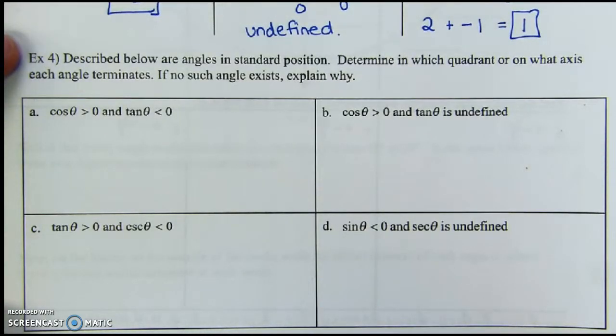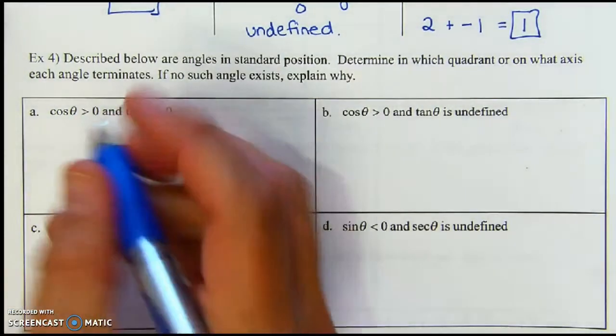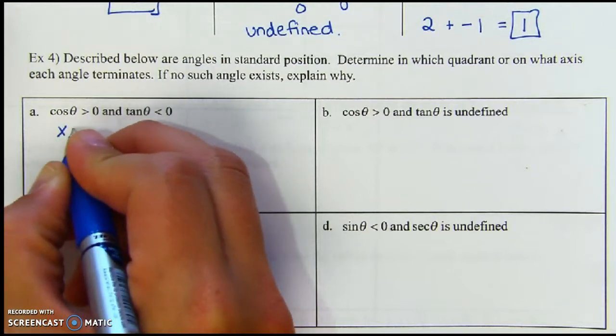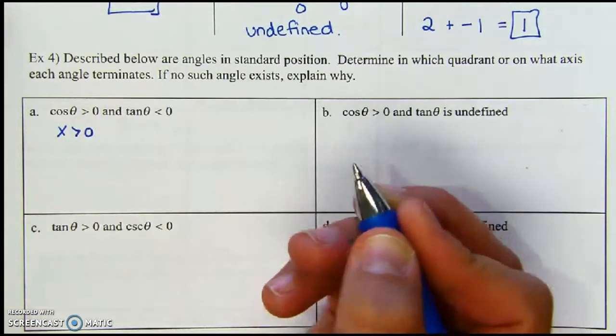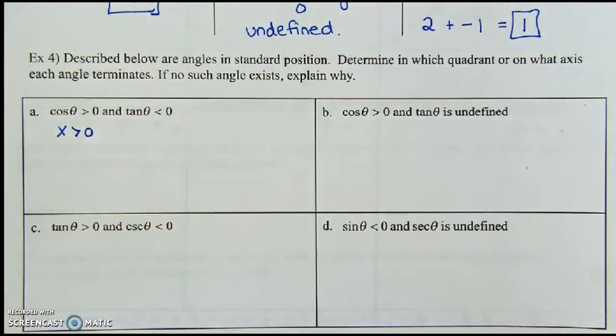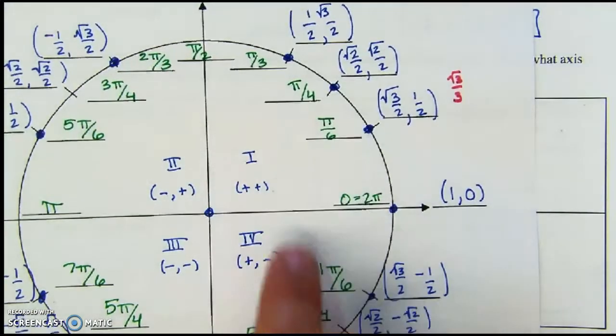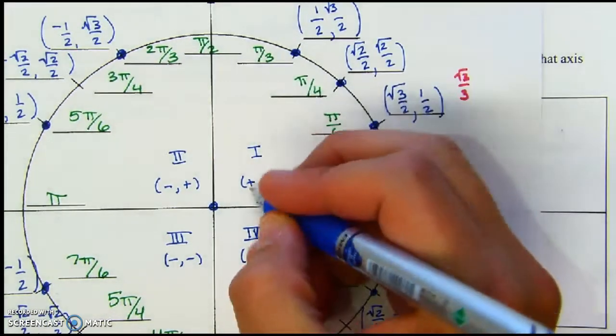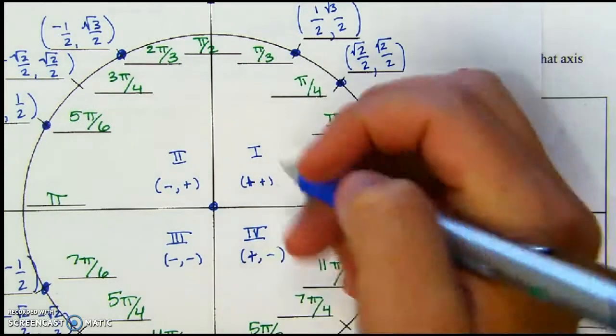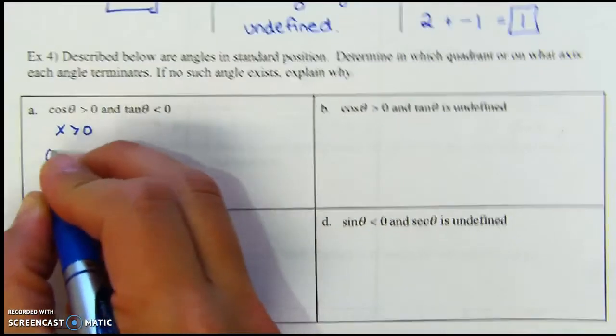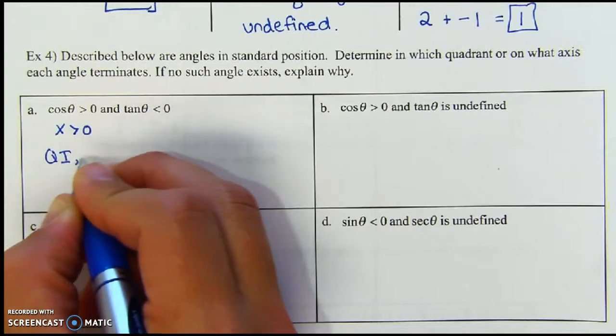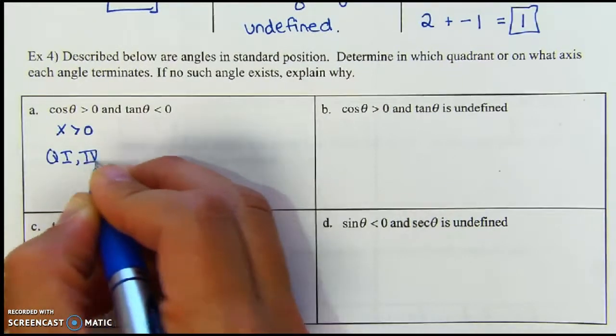Described below are angles in standard position. Determine in which quadrant or what axis. I love these examples. Okay, what is the cosine? The cosine is x. So where is x positive? In what 2 quadrants are the x values positive? Do you see here how we put positive, positive? So the x values are positive in quadrant 1 and 4. Cool.